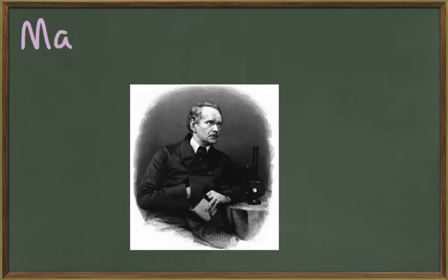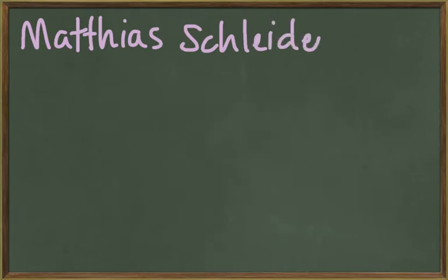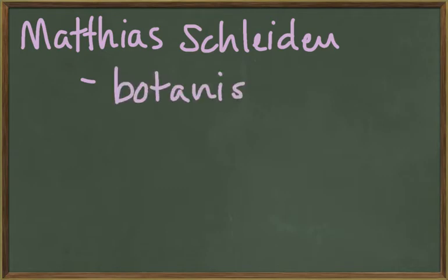The third guy, and he's got my favorite name, is Matthias Schleiden. Schleiden was a botanist, meaning he studied plants. Once the improvements were made to the microscope, it opened the world up to a lot of different things, and a lot of different scientists started studying more and more about their fields of choice than ever before, and they could see a little bit farther and a little bit deeper.